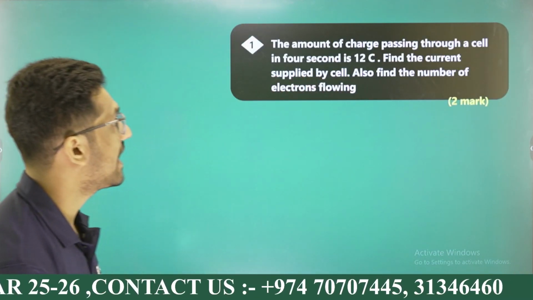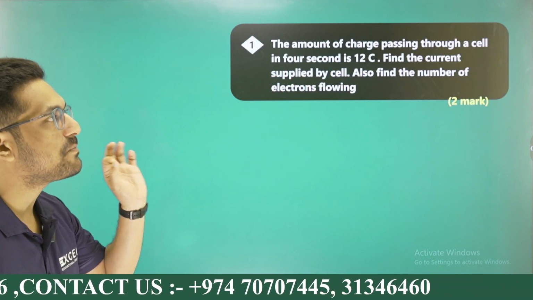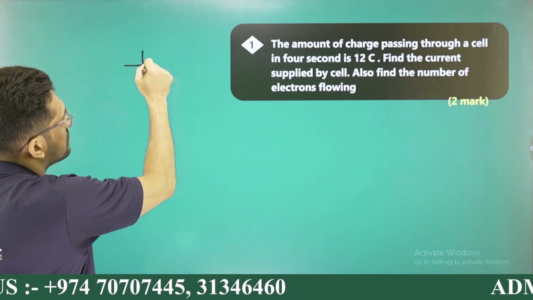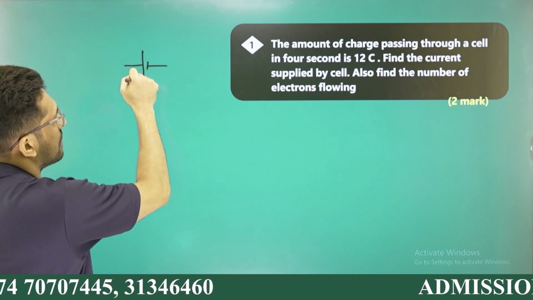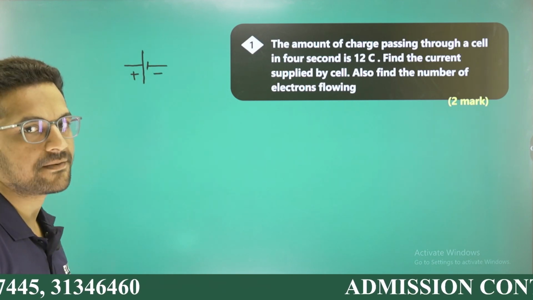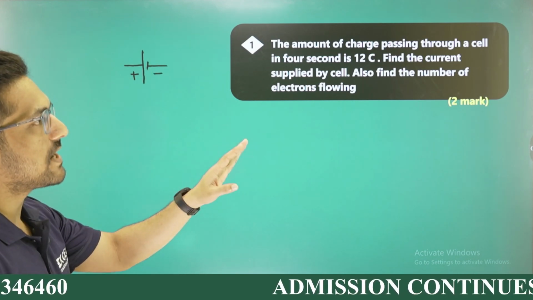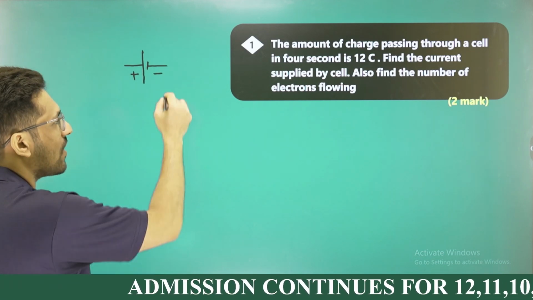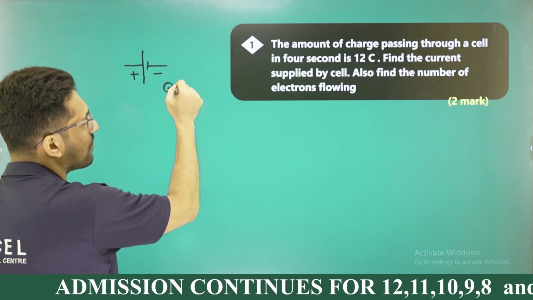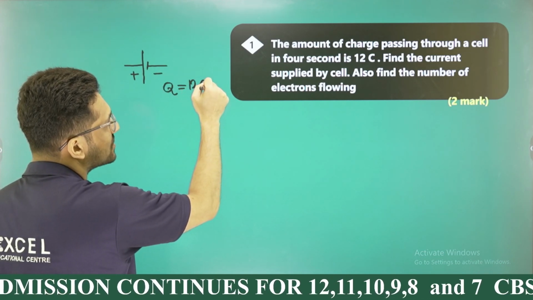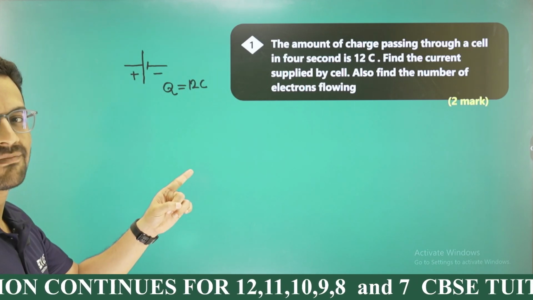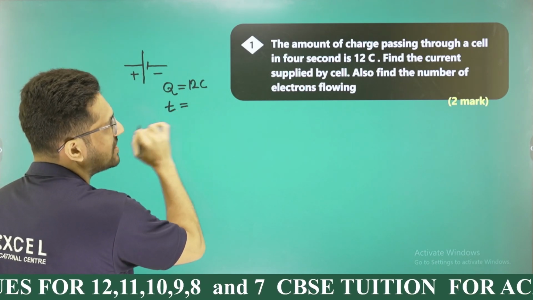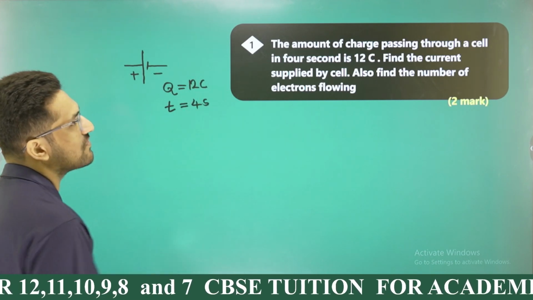Let's see what that is. The amount of charge passing through a cell. What is a cell? Cell is a unit of battery. Positive terminal, negative terminal. This is a cell. Amount of charge passing through a cell in 4 seconds is 12 coulomb. So what is given? The charge is given as 12 coulomb. The time taken for the flow of charge, that is time T, is equal to 4 seconds. It's given in the question.